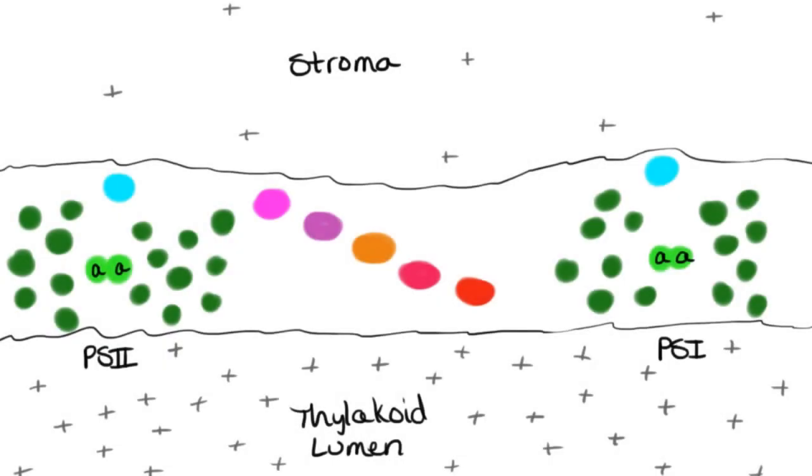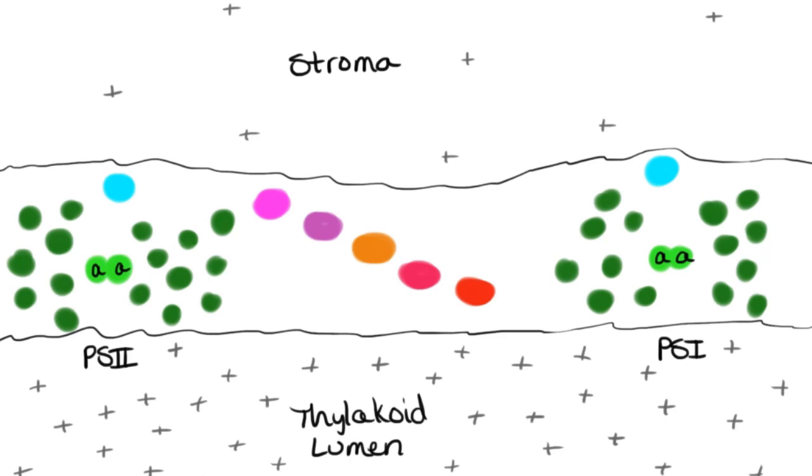Here we've illustrated the light-dependent reactions of photosynthesis. What we're looking at is the thylakoid membrane here. Within the thylakoid membrane, we have two photosystems. We've got Photosystem II embedded in the membrane, and then we have a very similar photosystem over here, which we're calling Photosystem I.